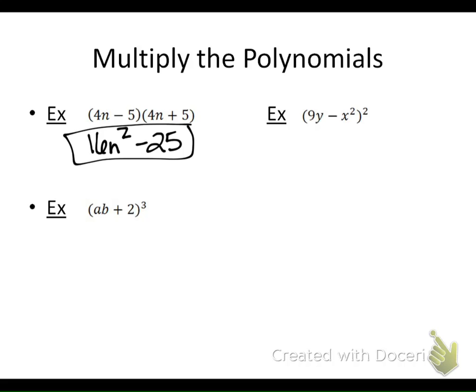I'm going to square the first term. I will subtract twice the first term times the last term. And then I will add the last term squared.